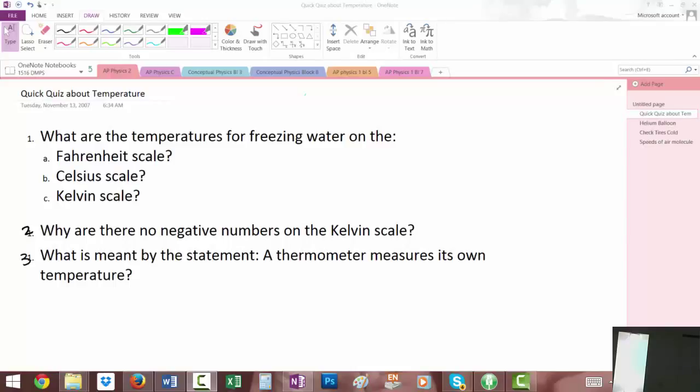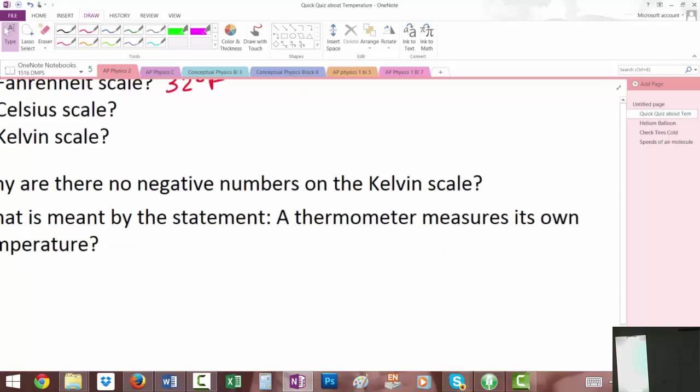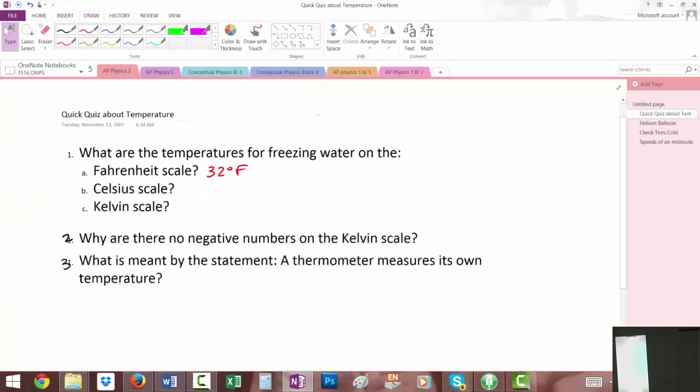So this is probably the last time you'll see this word in all of physics. That's kind of a crazy thing, but we have to acknowledge it exists. What is the temperature for freezing water on the Fahrenheit scale? 32 degrees, for whatever reason. Celsius may make a little more sense: 0.